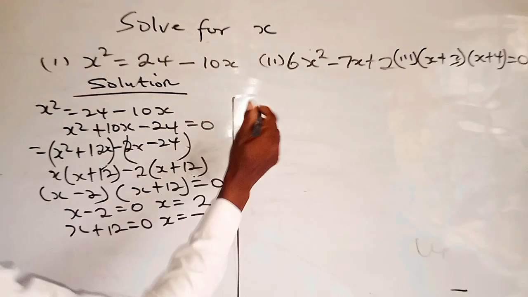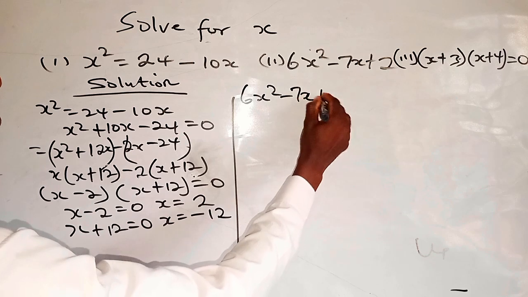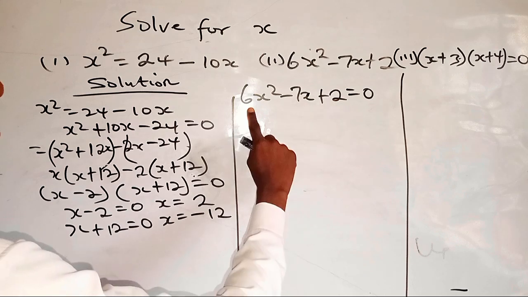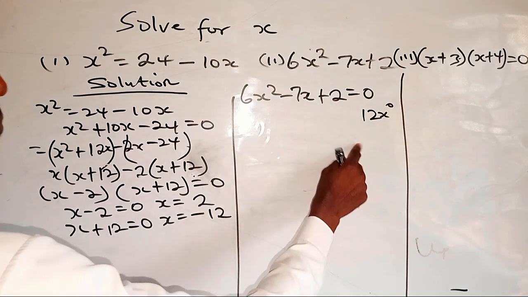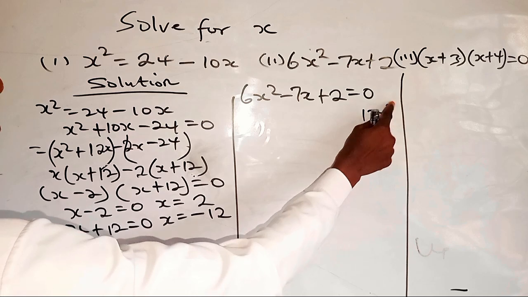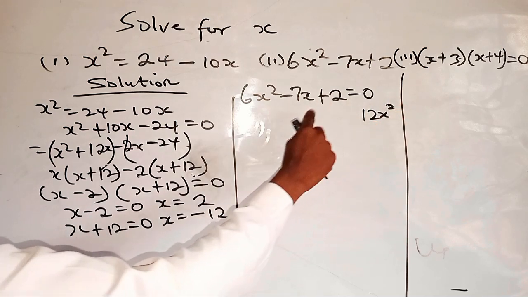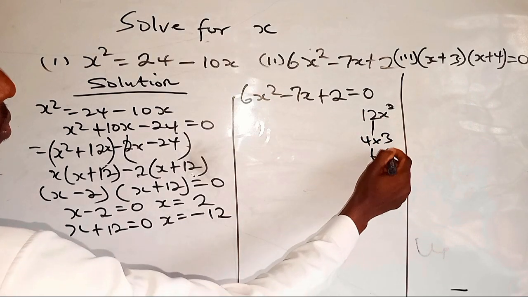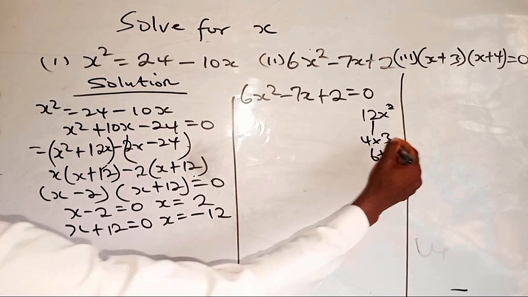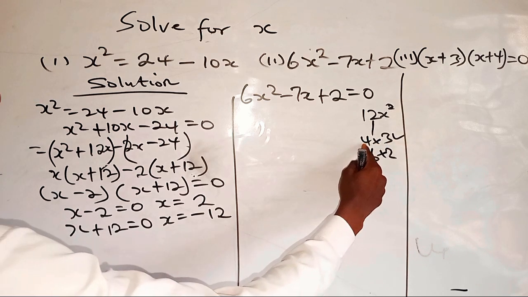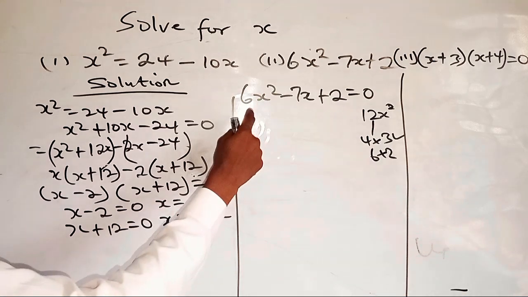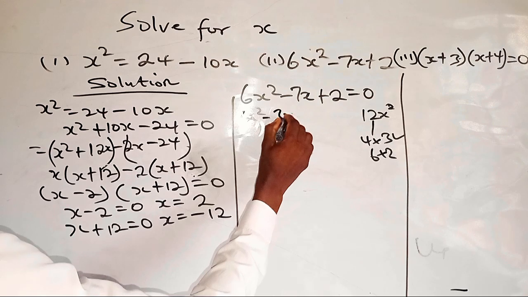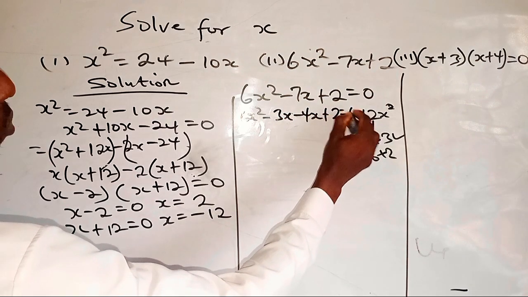For the second one, I have 6x squared minus 7x plus 2 equals 0. So I have here 2, I have here 6. 2 times 6 is 12. So I'll look for the two factors I can multiply together that will give 12, and when I add them, I have minus 7x. I can say 4 times 3 is 12, 6 times 2 is 12. But I'll go for 4 times 3, because when I take this together, I will have minus 7x. So I can say 6x squared minus 4x minus 3x plus 2 equals 0.